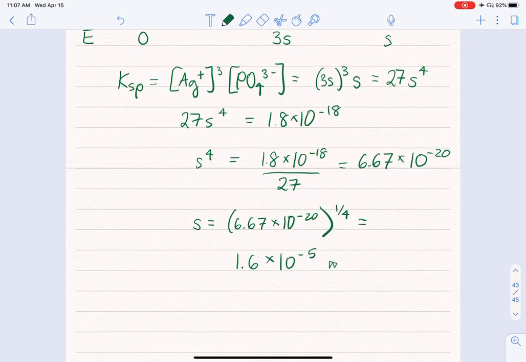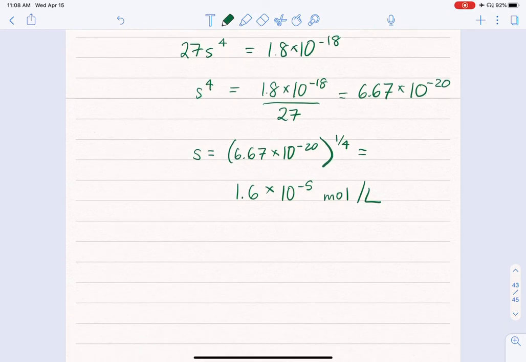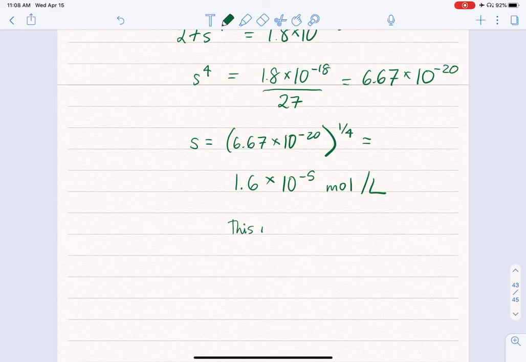And just like any ice chart, it's going to be in moles per liter. Just like in all the equilibrium problems we've done so far. So this is the solubility of silver phosphate. Okay, this is the maximum amount of silver phosphate that can dissolve in a liter of water.